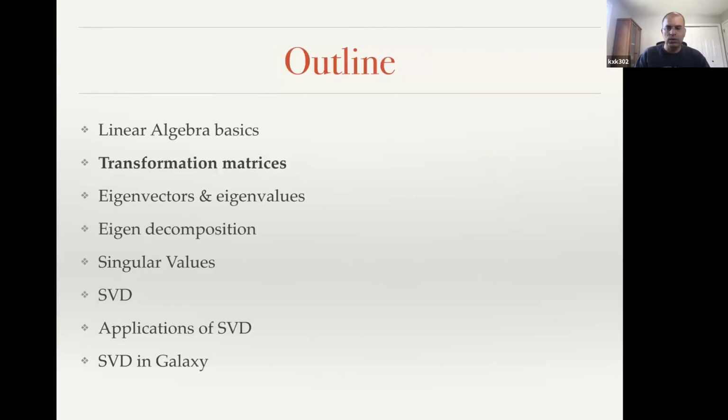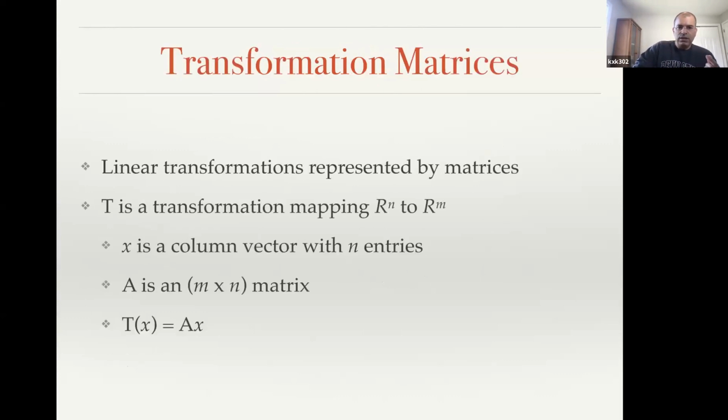Okay, so we talked about some linear algebra basics. Now let's talk about matrix transformations. Any linear transformation can be represented by a matrix. A matrix can also represent nonlinear transformations, but we're not going to discuss that. A transformation could map an n-dimensional space to an m-dimensional space. The way it happens is that we multiply a vector, which is n-dimensional, by a matrix, which is m by n dimensional, and the result is a transformation of that vector.